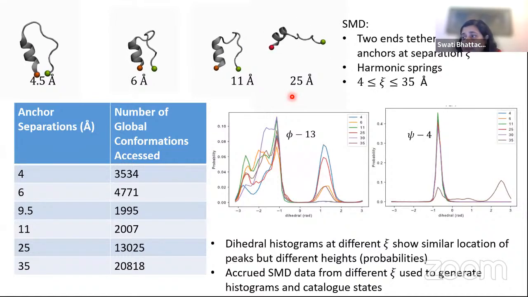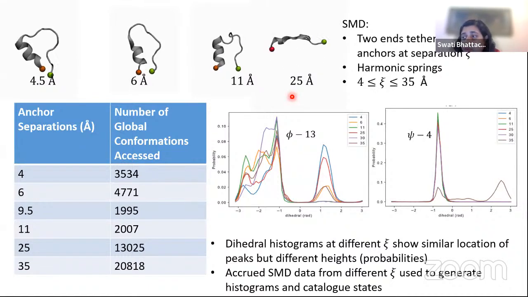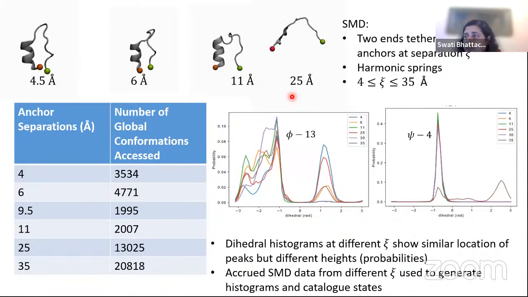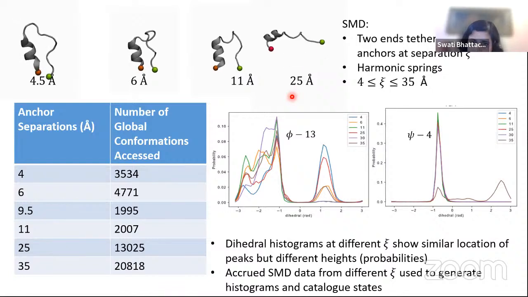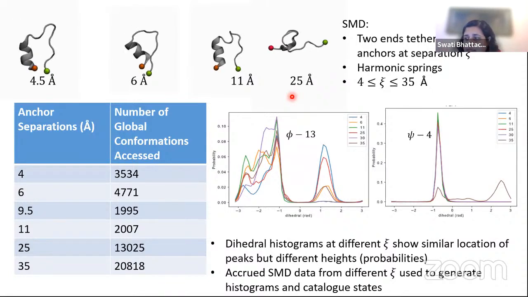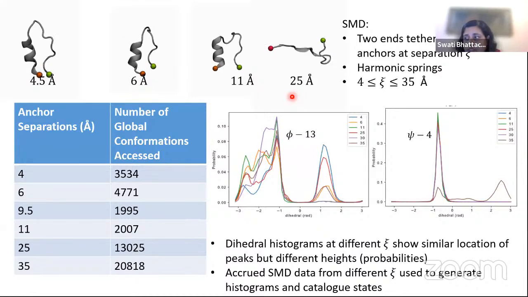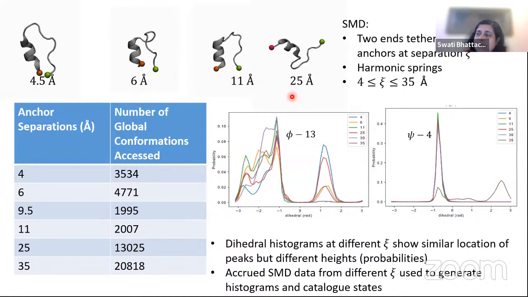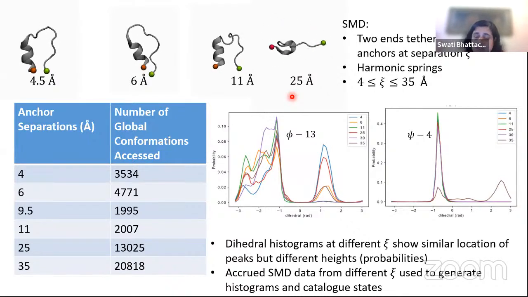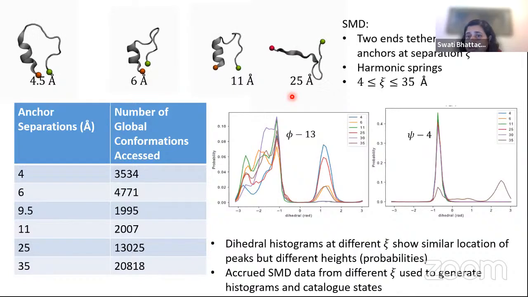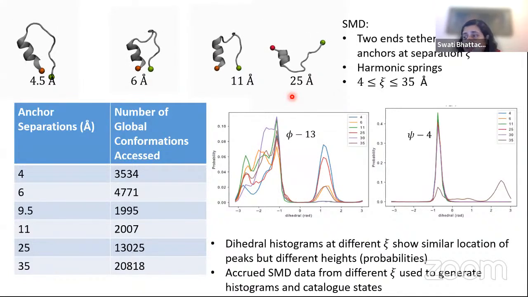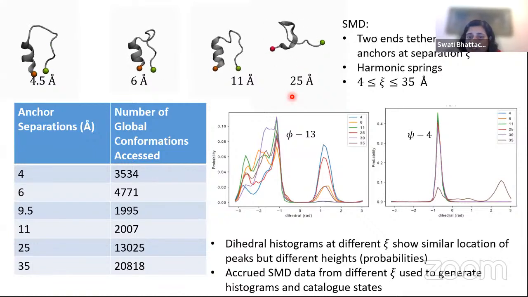The question is, what happens to the dihedral values when we stretch the molecule? The interesting behavior that we've noticed is that the location of the peaks are not really changing. They're not shifting so much, but the heights, or the probabilities associated, are changing. That means some local states are more likely at some stretching and less likely at others. And in some cases, completely new peaks are discovered as we stretch the molecule more.